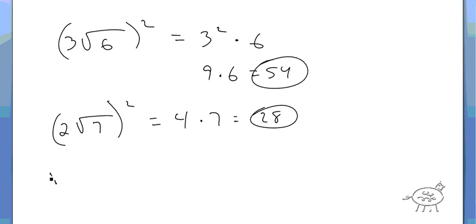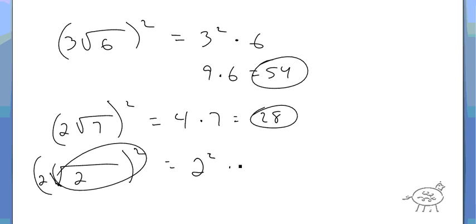Okay, let's try another one here. 2 square root of 2 squared. Well, it's 2 squared, which is 4, times root 2 squared, so that part is just 2. So it's 4 times 2, which is 8. Okay? That's squaring a square root. It's pretty mellow. Okay, so let's actually do the main part of this now, which is multiplication.